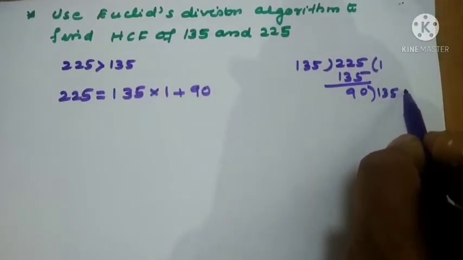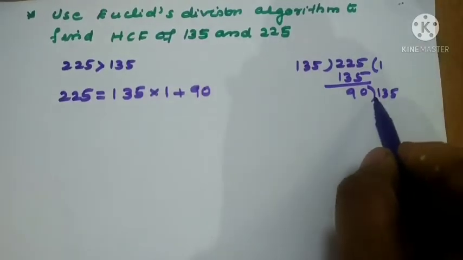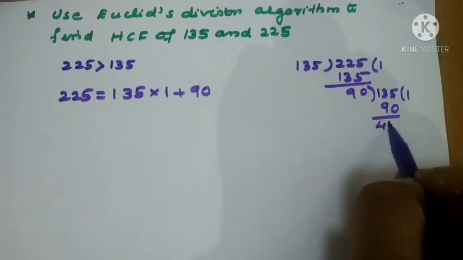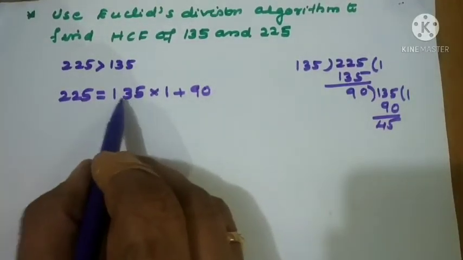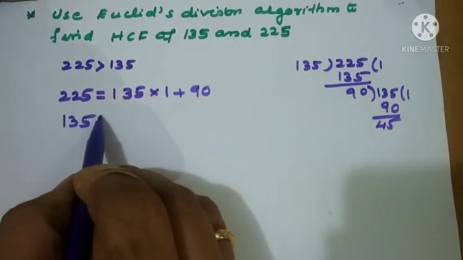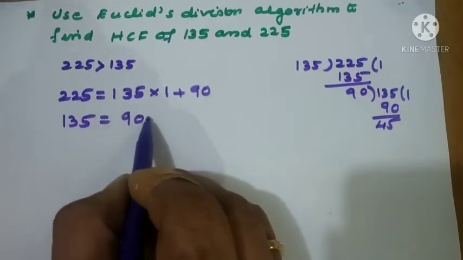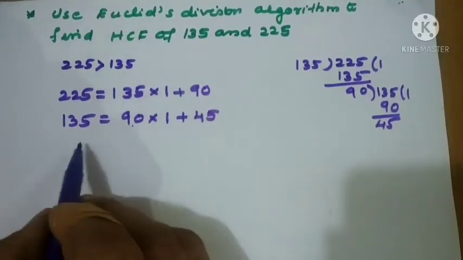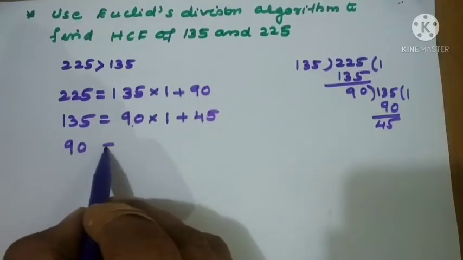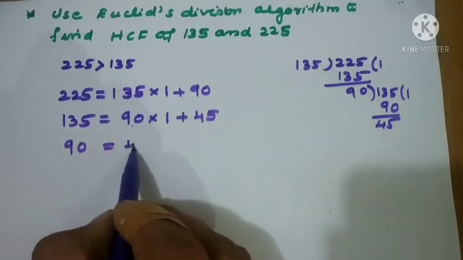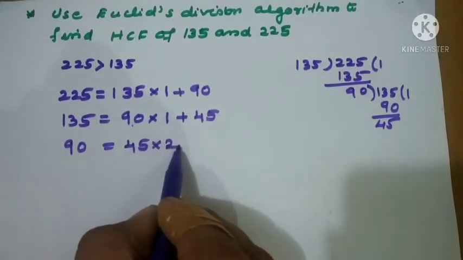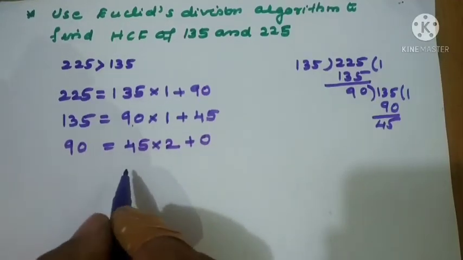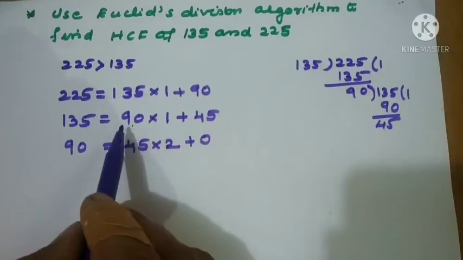How many times will it go? 90 goes in 1 time only. So 90 here, 45 as the remainder. So 135 equals 90 into 1 plus 45. The next dividend is 90 and the divisor is 45, into 2, remainder 0. So what is the last divisor? 45.